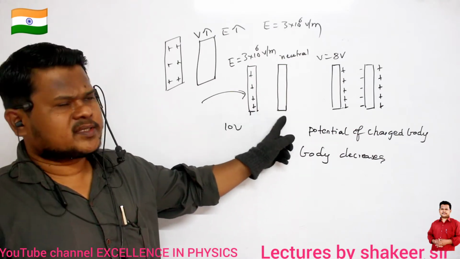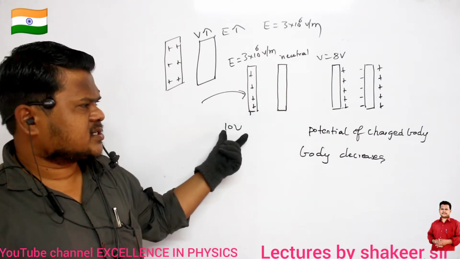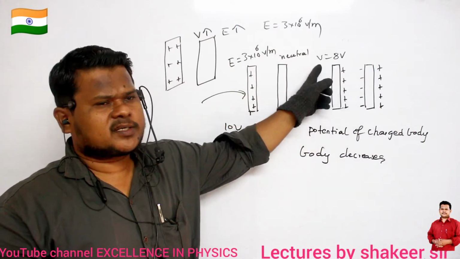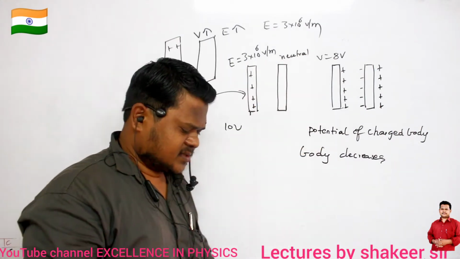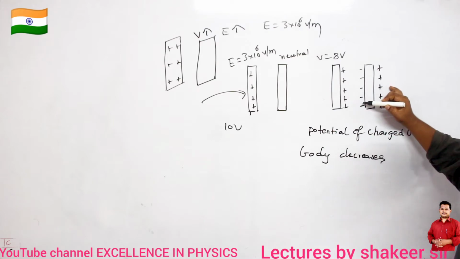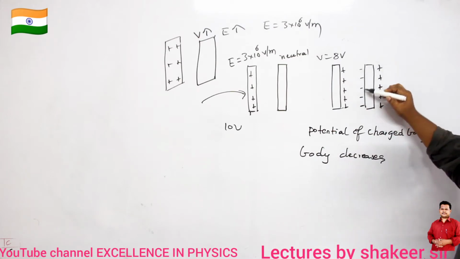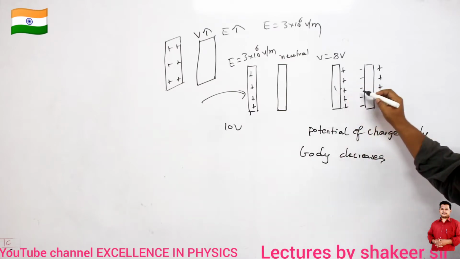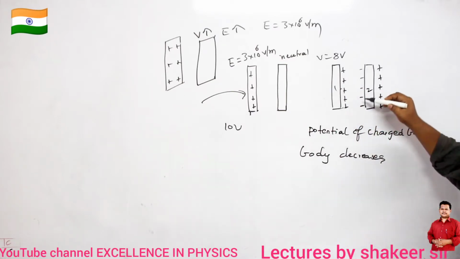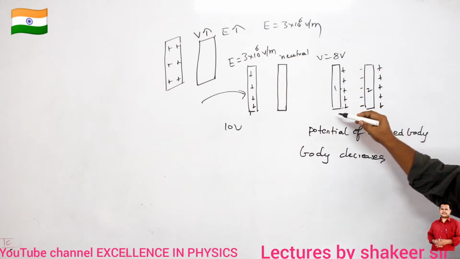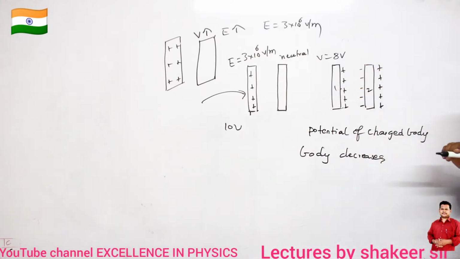Previously, before bringing this uncharged body, its potential was 10 volts. Now after bringing this uncharged body, its potential has become only 8 volts. What is the reason? Reason is very simple. Here I have negative charges. These negative charges will give some negative potential on the surface of the first body. This is my first body, this is my second body. These negative charges will induce some negative potential on this one. Clear? For example, let us see how it is possible.